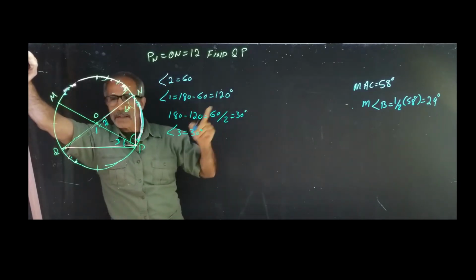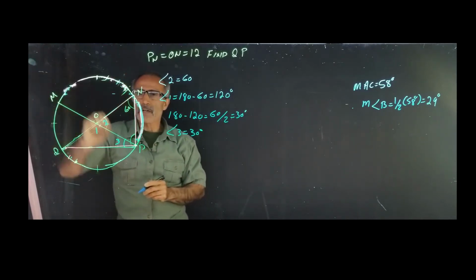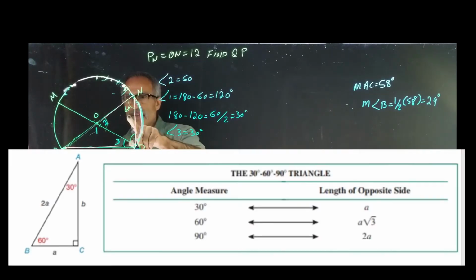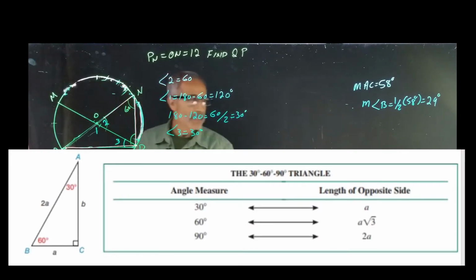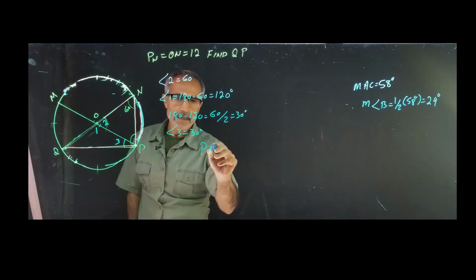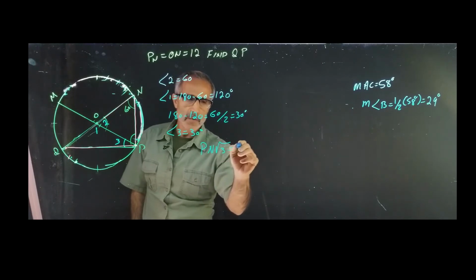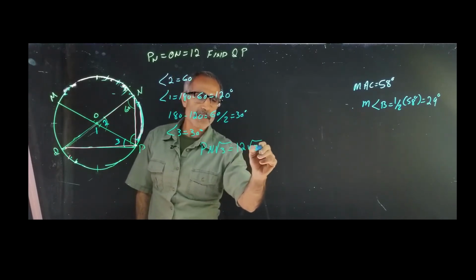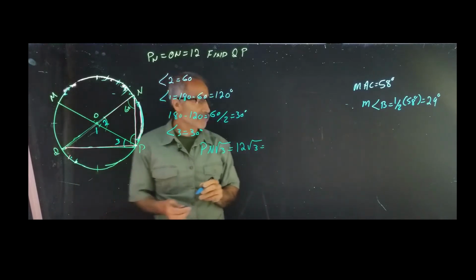And take a look at the thing we have on the board. So if you have an opposite angle of 60, it becomes what? And therefore we can say, okay, PN times square root of 3, which was 12 square root of 3. And that's our answer, whatever comes out to.